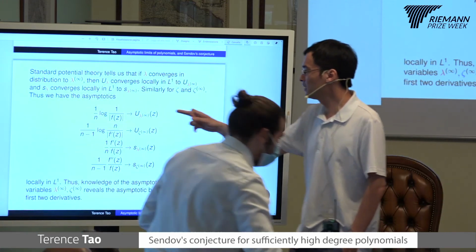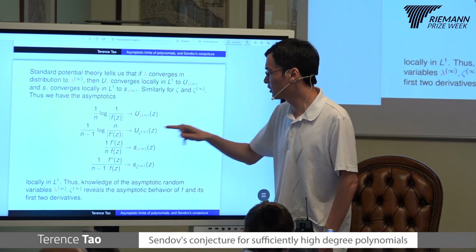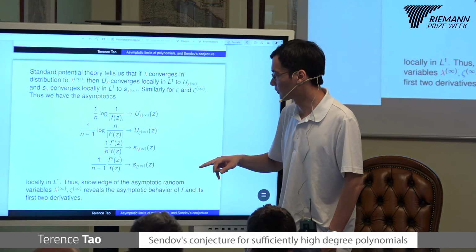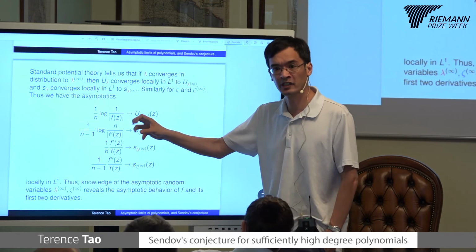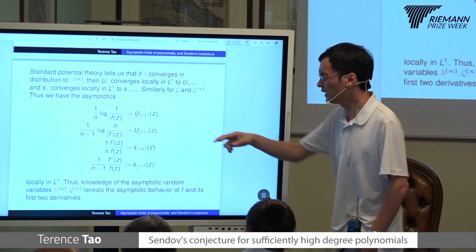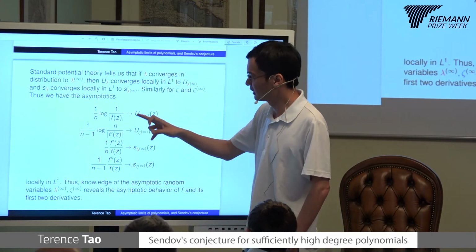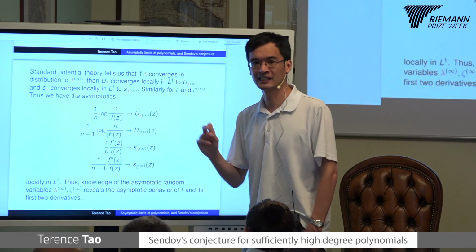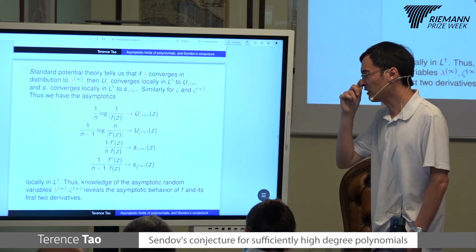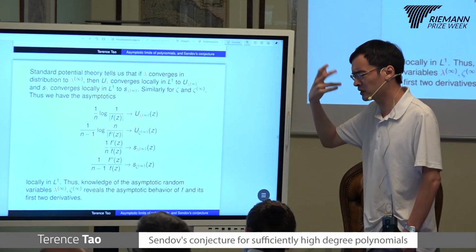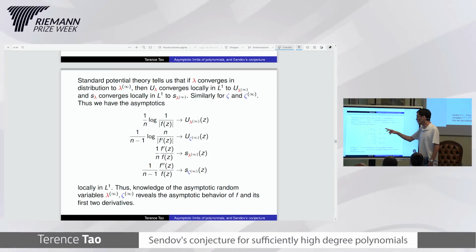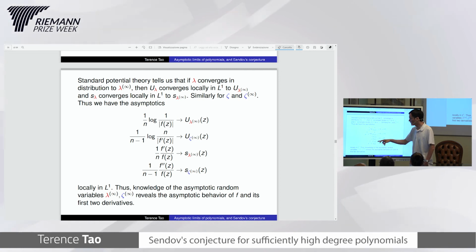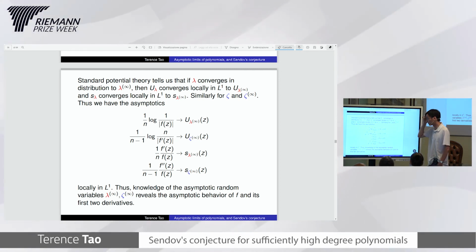So the limiting zero measure and limiting critical point measure tell you asymptotics of various normalized quantities involving f. So f itself doesn't converge to a nice limit, but these quantities converge to nice limits. This would not have been obvious unless you took this probability theory, potential theory viewpoint. So knowing what these measures are tells you useful asymptotics of f.